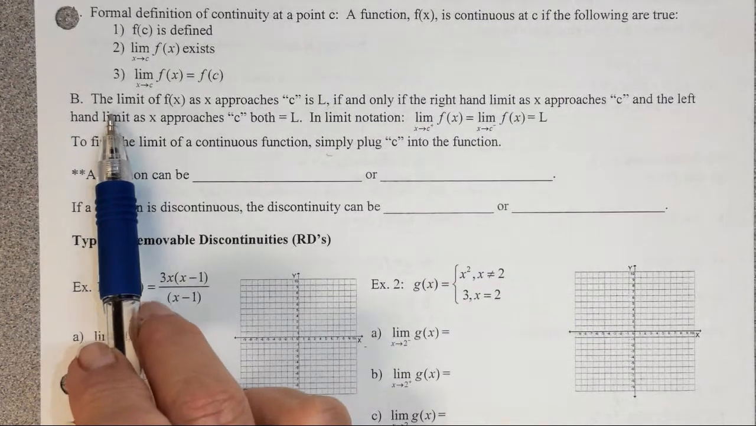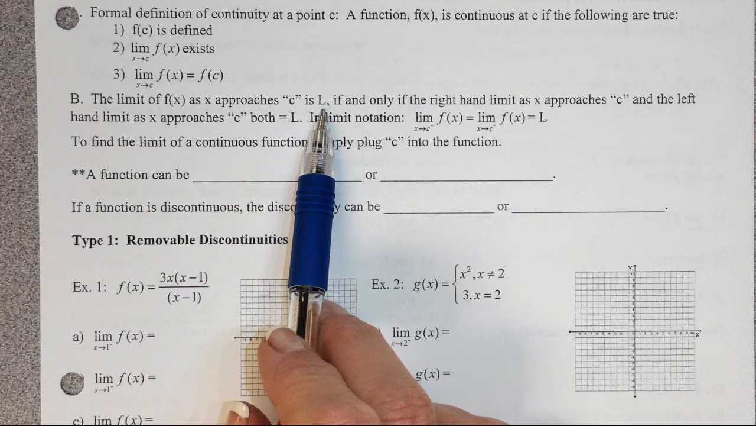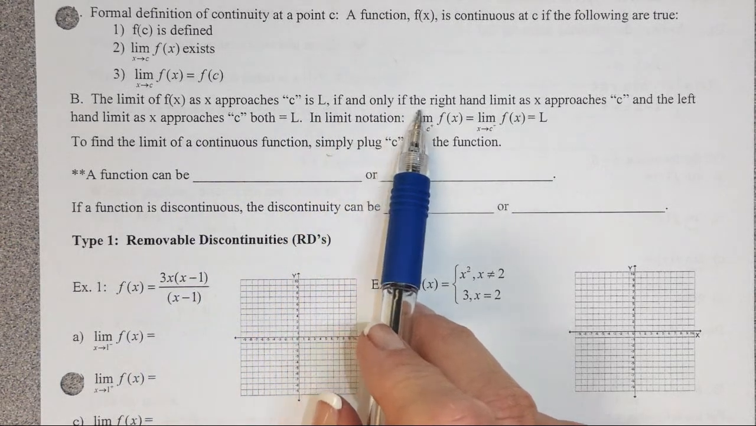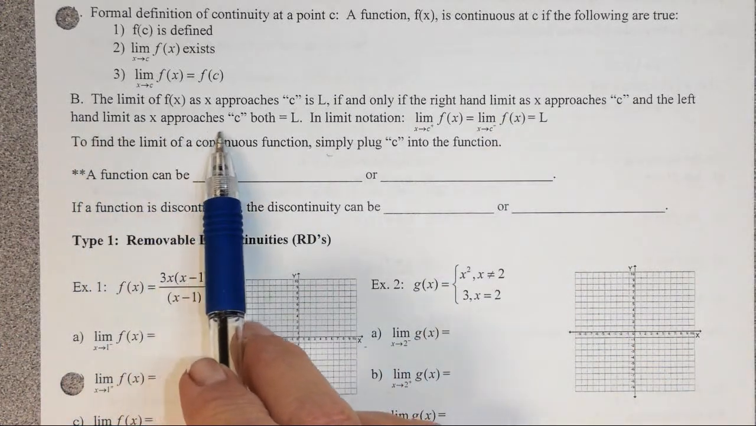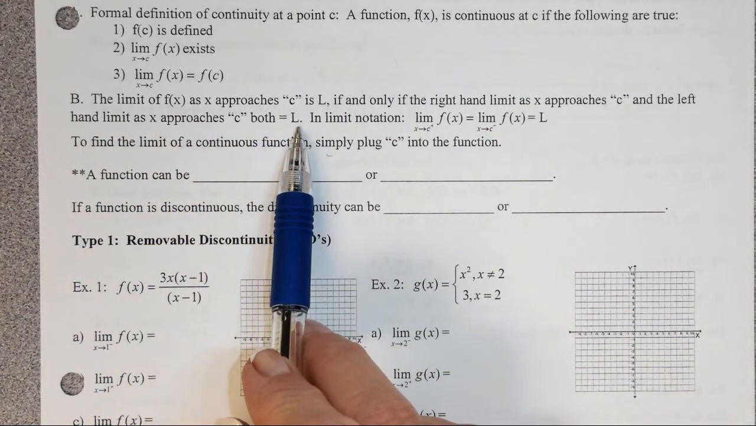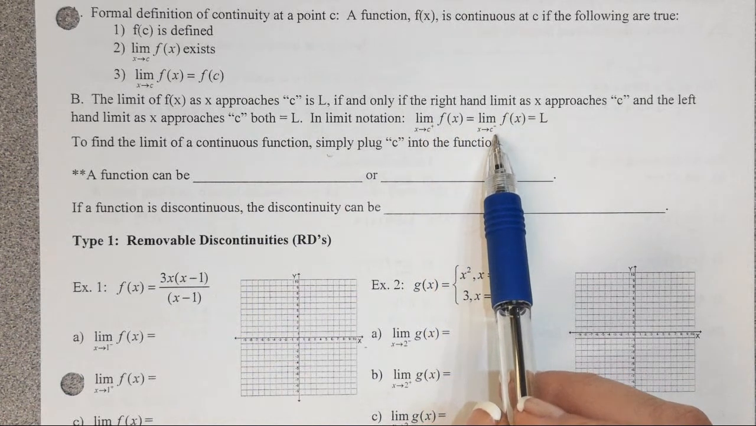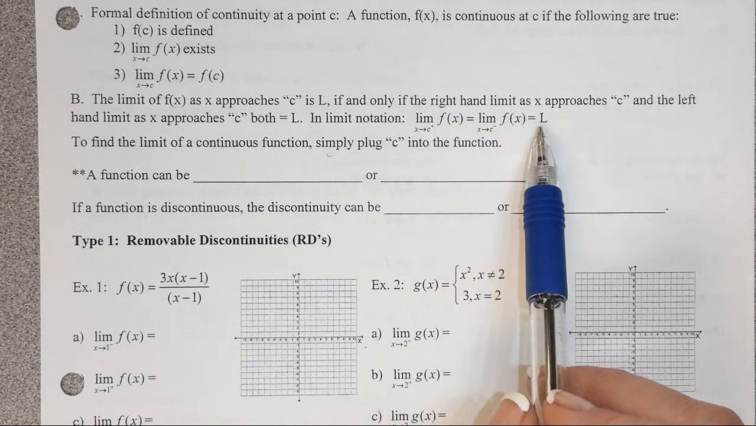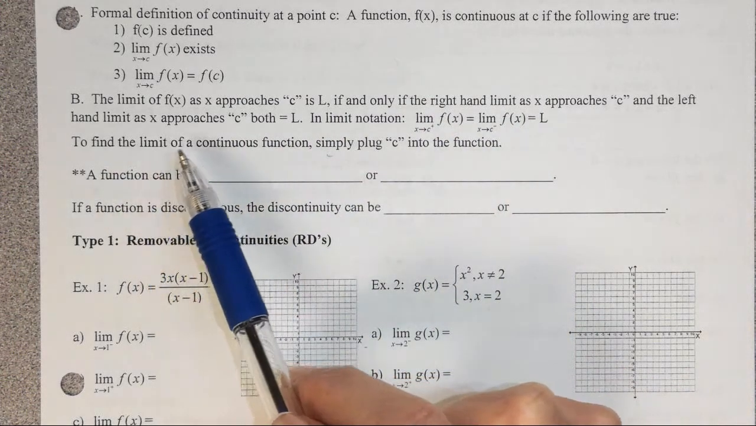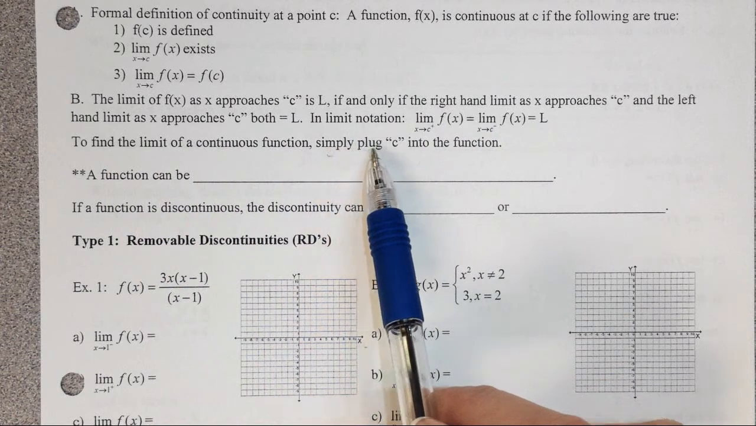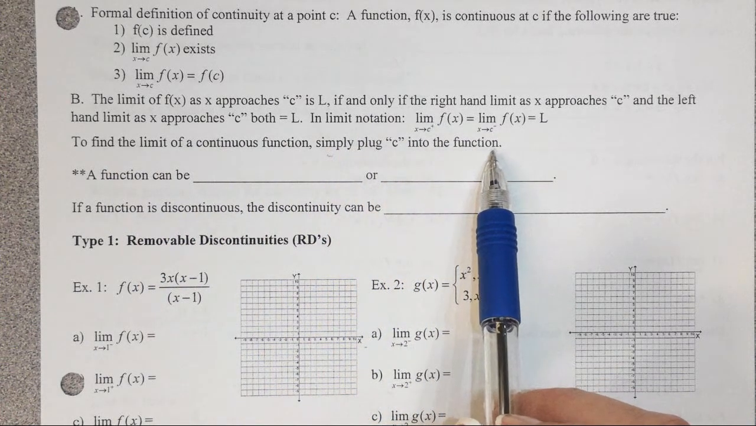The next part of this says the limit of f of x as x approaches c is L, but if and only if the right-hand limit as x approaches c and the left-hand limit as x approaches c both equal L. So what this is saying is that the limit from the right and the limit from the left have to be equal in order for us to have that general limit. So to find the limit of a continuous function, all we have to do is plug c into the function. It's very easy to find the limit of a continuous function.